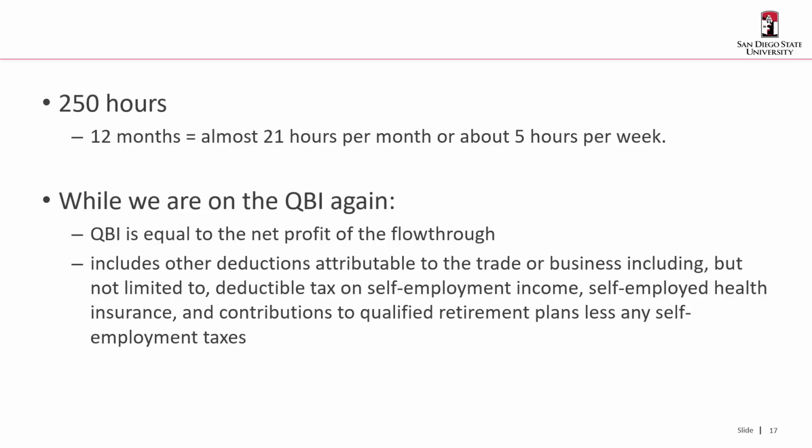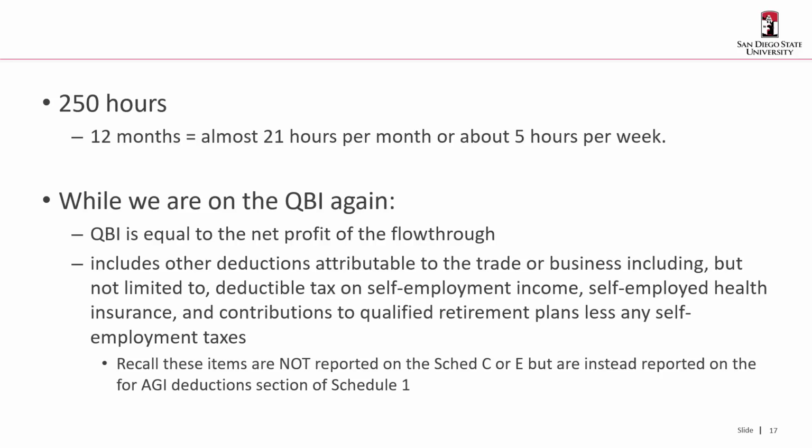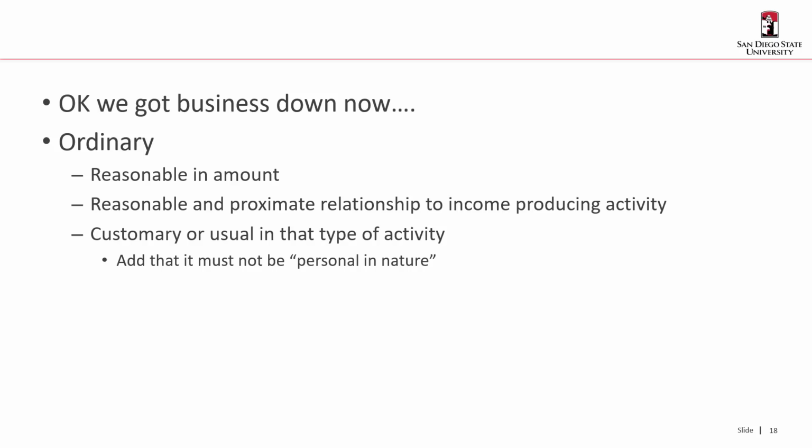So you might come down to a bottom line number on Schedule C, line 31 of X, but then you can go deduct from X items like self-employment taxes and self-employment health insurance, and any contributions to qualified retirement plans, less any savings on the self-employment taxes. So again, these items aren't reported on those supplementary Schedule C and E, but instead were reported through the for AGI deductions on Schedule 1.